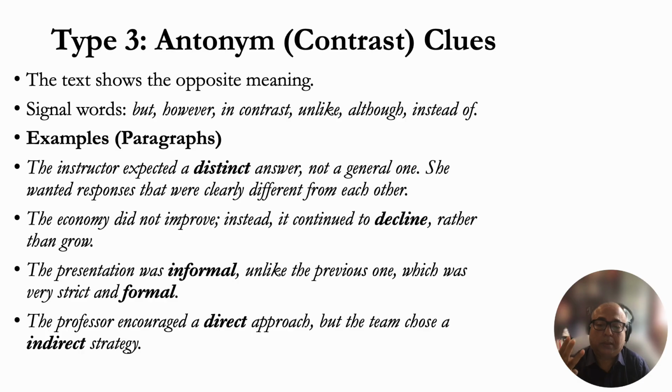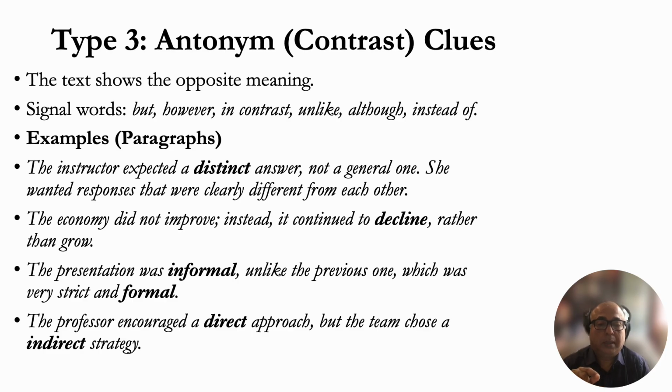Now we're going to learn the third type, okay? The text shows the opposite meaning. We just learned the synonym clues. Now we will learn the antonym clues, words that are opposite in meaning. Okay? How do you notice that these are antonym clues? There are signal words like but, however, in contrast.